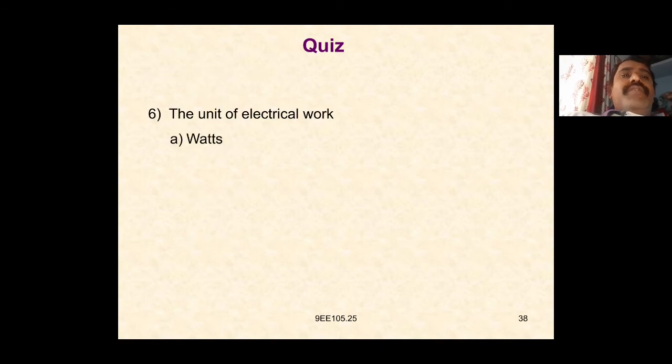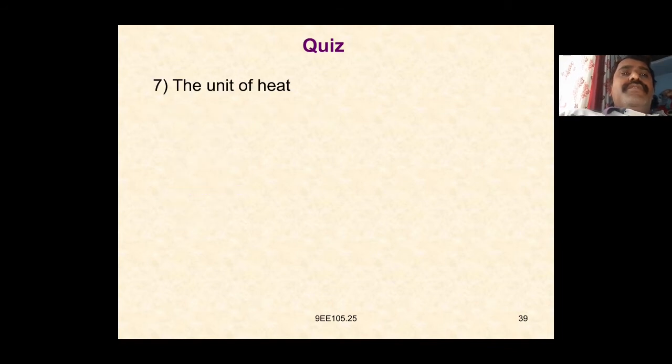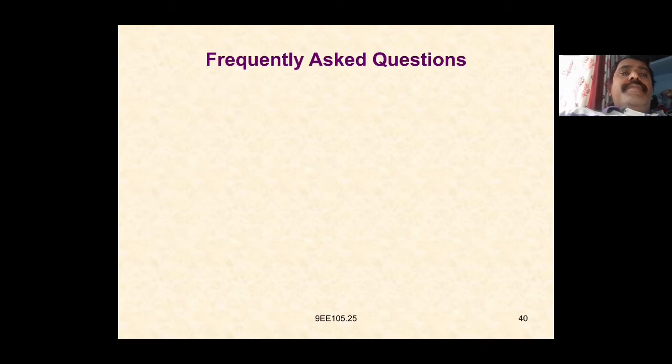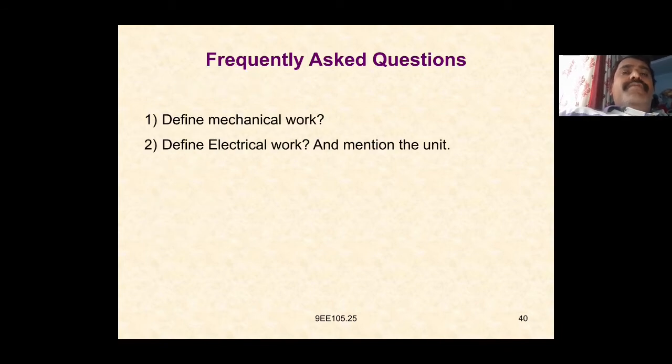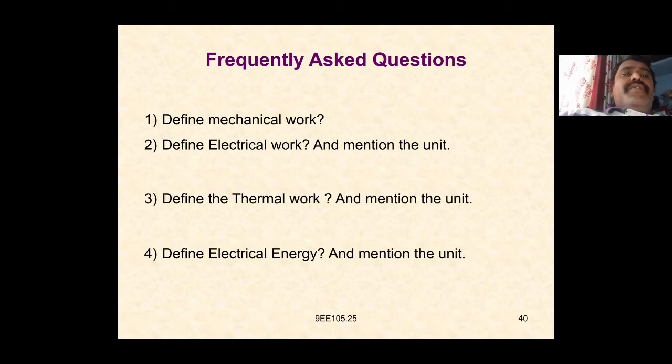The unit of electrical work: watts, calories, watt second, or joules? It is the watt second. The unit of heat: watts, calories, watt second, or joules? It is calories. You can ask questions about defining mechanical work, defining electrical work and mentioning the units, defining thermal work and mentioning the units, and defining electrical energy and mentioning the units.